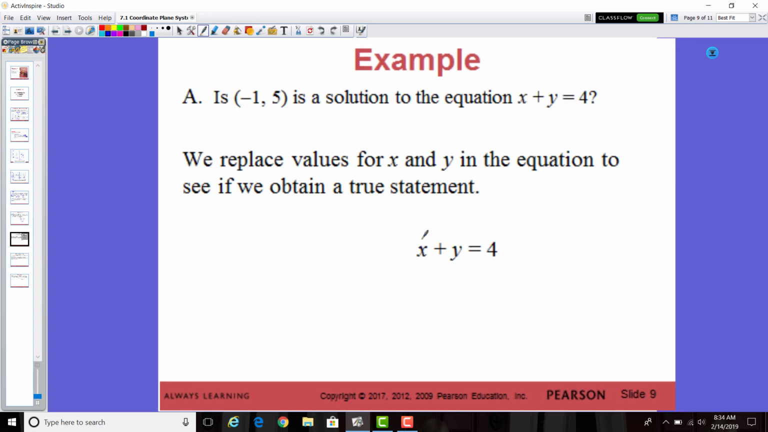Here's another linear equation in two variables, x plus y equals 4. We want to know, is negative 1, 5 a solution to this equation? So again, we have an x value of negative 1 and a y value of 5. So x is negative 1 plus 5, that should equal 4. Does negative 1 plus 5 equal 4? It does. So negative 1, 5 is a solution to the equation x plus y equals 4. It also means when we graph this, we will be able to find this point on that line.